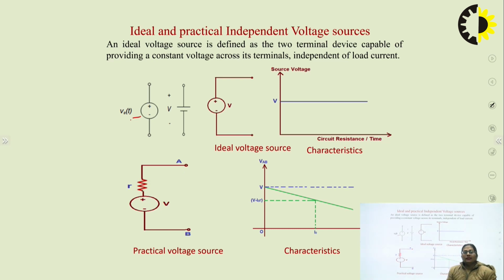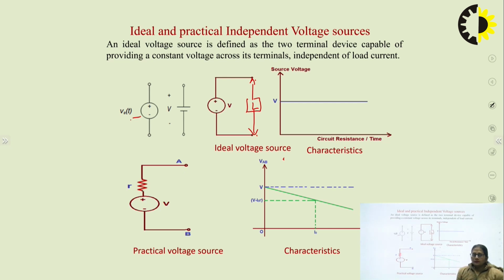If I plot the characteristics of an ideal voltage source, what is going to happen? If I plot the VI characteristics, it is always going to give me a constant voltage across the terminals. If these are the terminals, it will always give me a constant voltage irrespective of the current taken by the load, if I have a load over here.